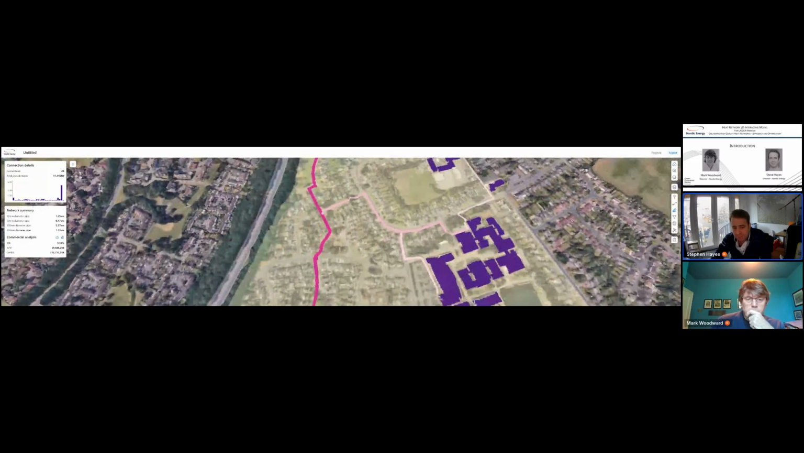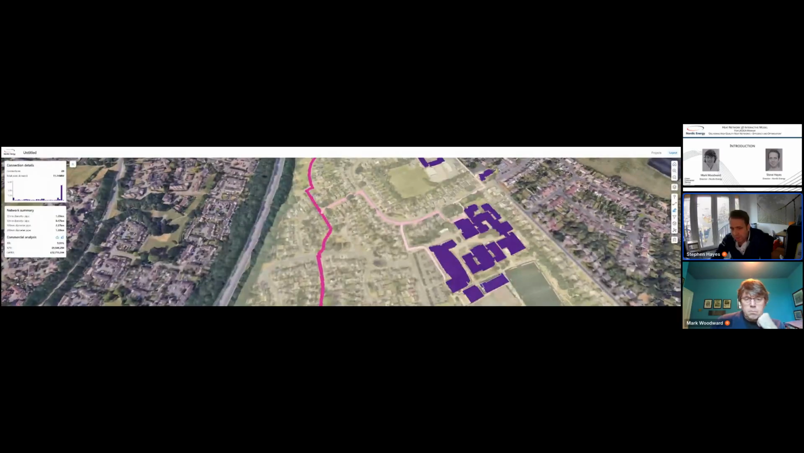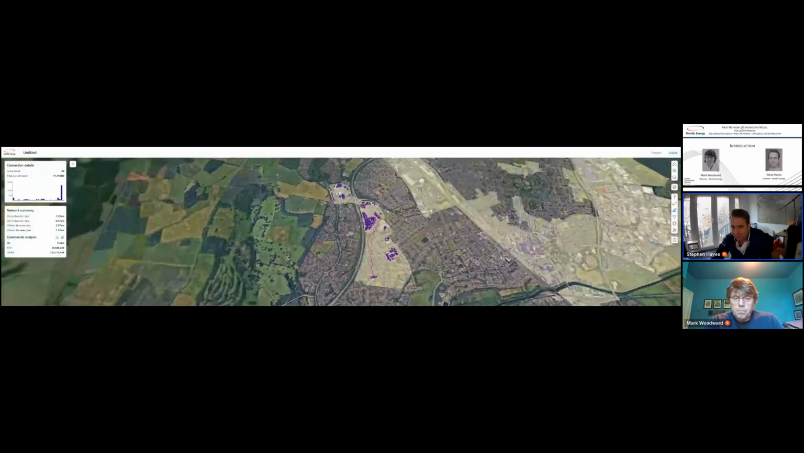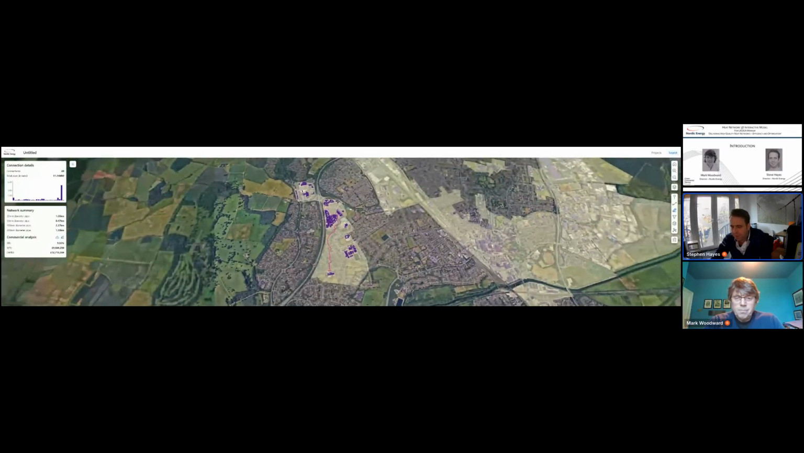We can zoom down in and explore this within this mapping environment. We can click on any of these pipes to understand a bit more of the details around it, so we can see how much is hard dig, how much is soft dig, and the energy requirements associated with that pipework. Now that's all very well and good, we've got a good view very quickly.